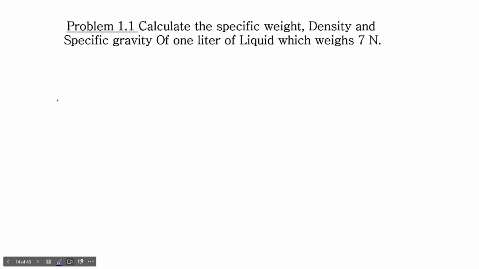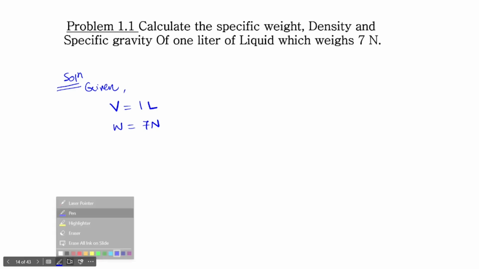Let's dive into a problem and let's have some fun. See, it is written: calculate the specific weight. So first, what do I need to extract from there? I am writing the solution. What is given? The density and the specific gravity of 1 liter of liquid. That means the volume is equal to 1 liter. It is given. And the weight, that means W, is equal to 7 Newton. This is also a given parameter.